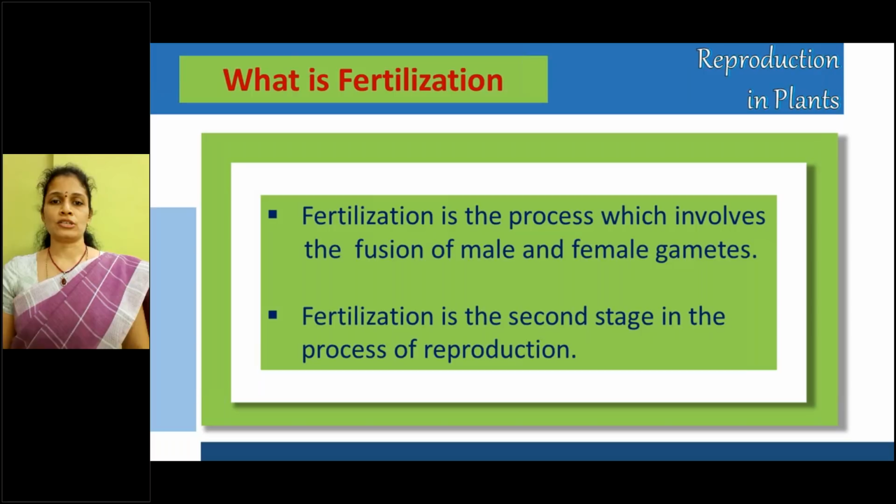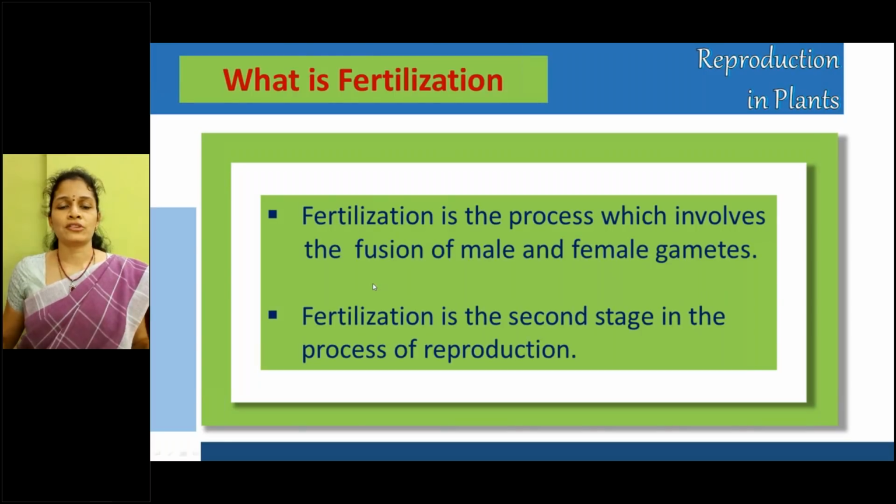What is fertilization, children? Here, look at the slide. Fertilization is the process which involves the fusion of male and female gametes. Already we have studied that fertilization is the second stage in reproduction. Now let us see what happens after the fertilization.